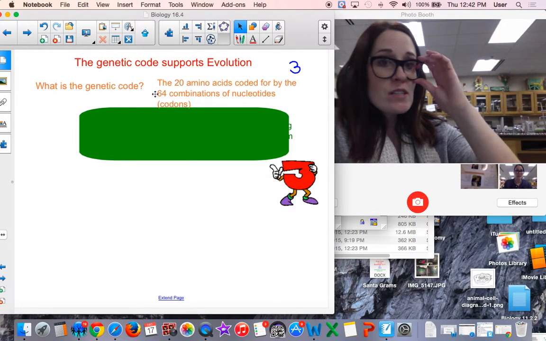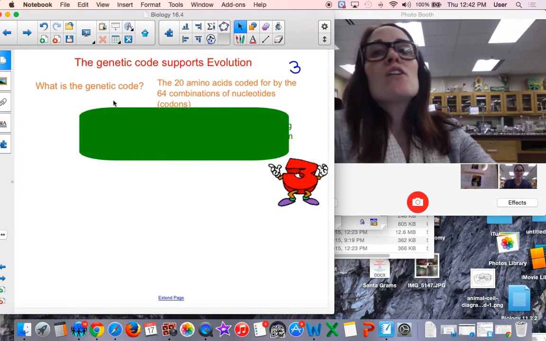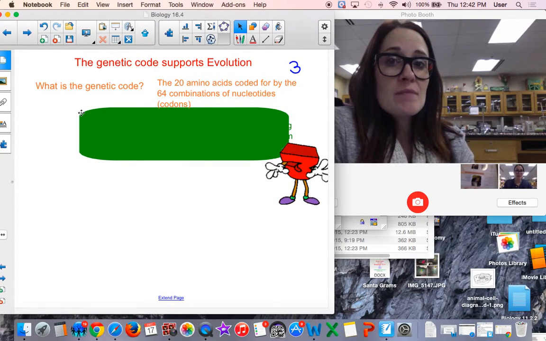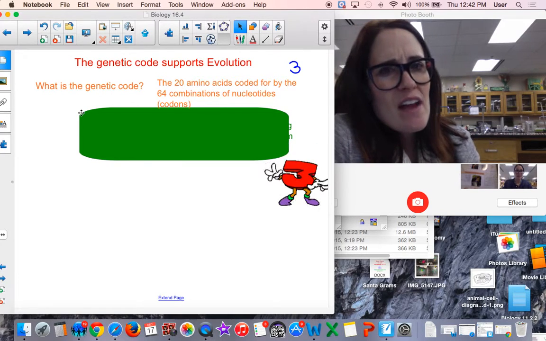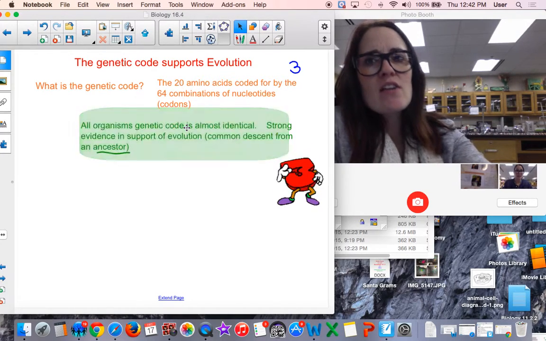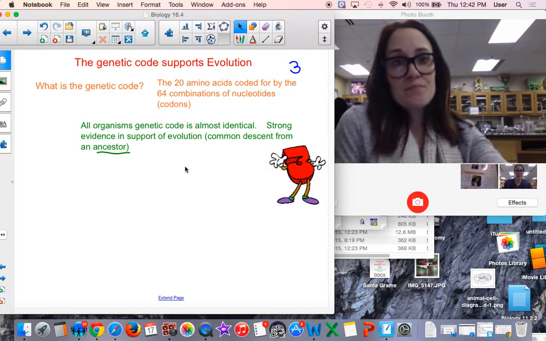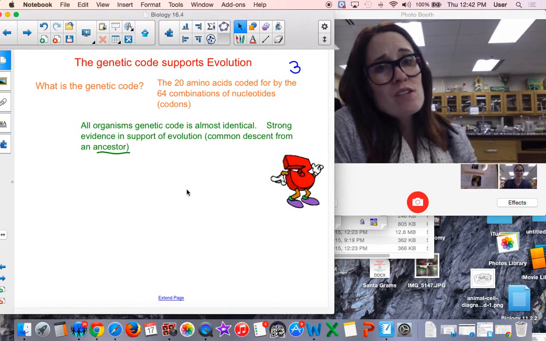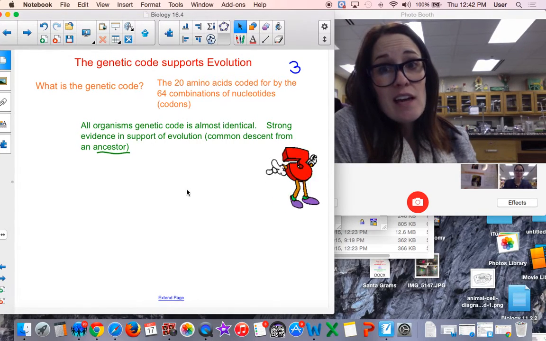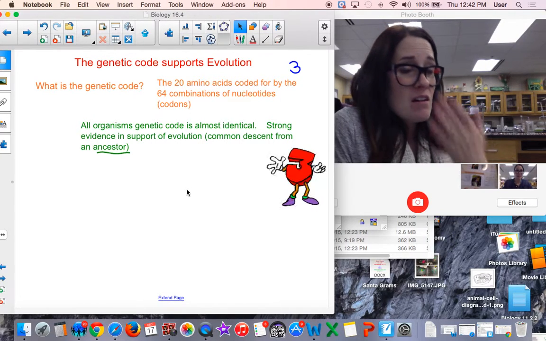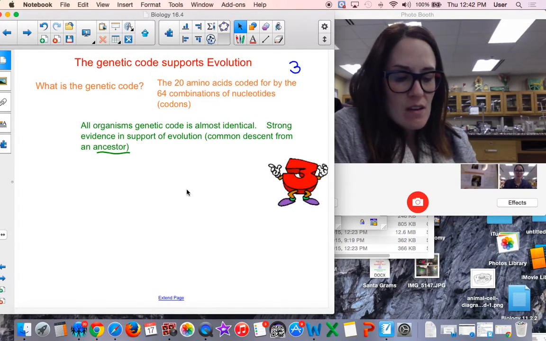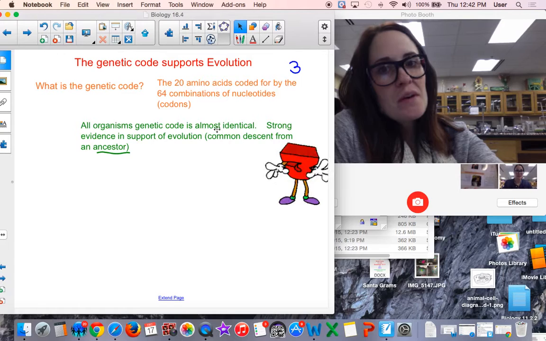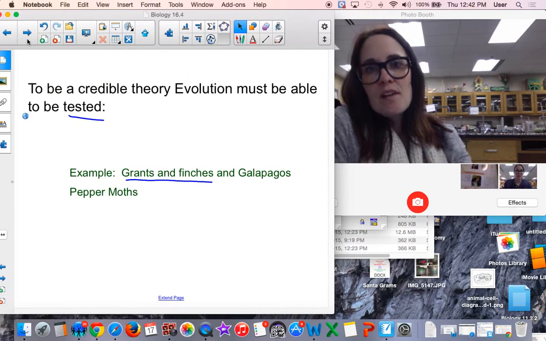What is the genetic code? We just got done learning about genetics. The genetic code is simply the 20 amino acids that are coded for by those nucleotides, that mRNA. That's the genetic code, and it's actually very strong evidence for evolution because all organisms' genetic code is almost identical, with very few differences for the organisms that are very closely related, and this shows that there has to be some kind of common descent from an ancestor.